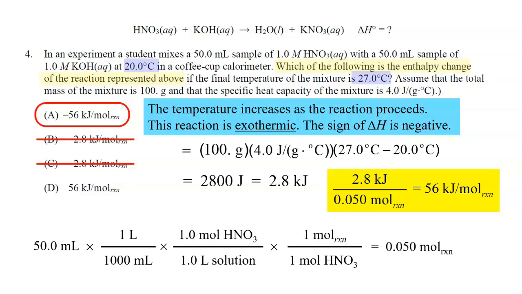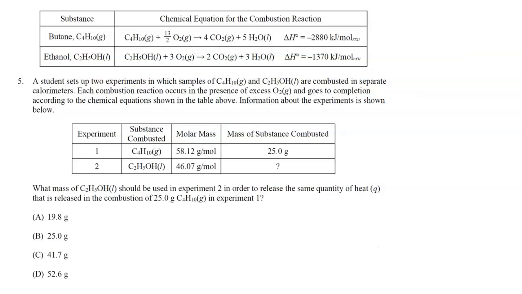Now let's take a look at question 5. In question 5, it says, a student sets up 2 experiments in which samples of C4H10, which is butane, and C2H5OH, which is ethanol, are combusted in separate calorimeters. Each combustion reaction occurs in the presence of excess oxygen and goes to completion according to the chemical equations shown in the table above. Information about the experiments is shown below.